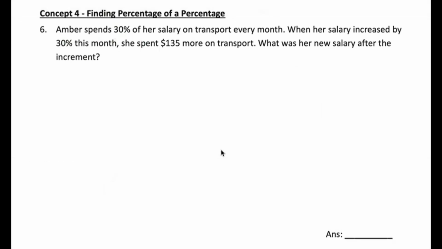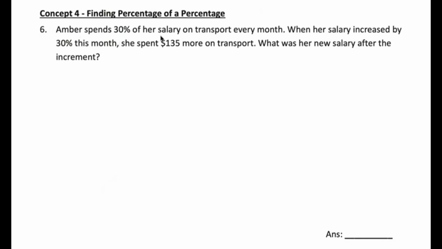Amber spends 30% of her salary on transport every month. Manan, you're correct. When her salary increases, it's not 1956. 1956, I think it's a careless mistake, Matthew. Your answer is very close. When her salary increased by 30% this month, she spent $135 more on transport. What was her new salary after the increment? So, okay, Matthew, you're correct.